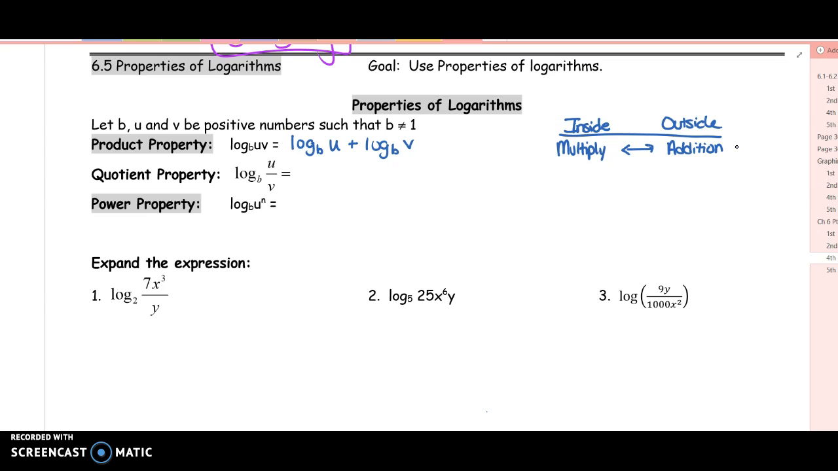So if multiplication and addition are linked in this way, what do you suppose is going to happen in the quotient property when there's division inside the log? Subtraction. So log base b of u minus log base b of v.